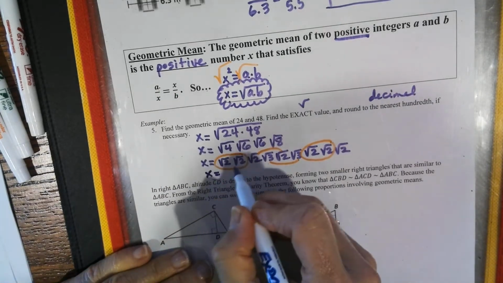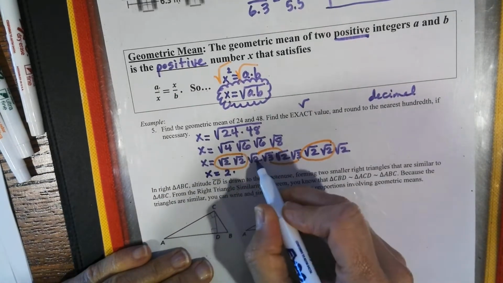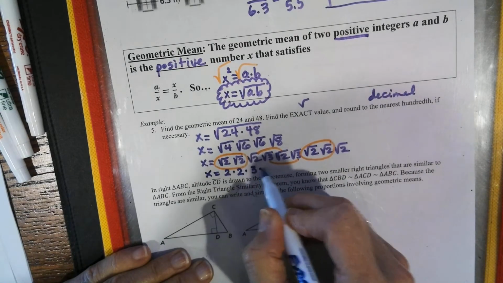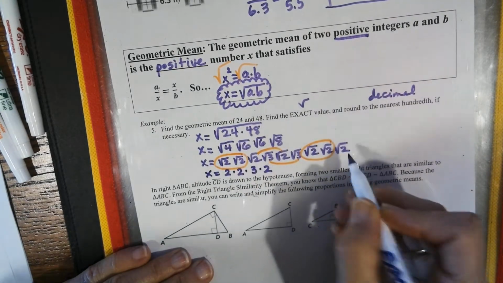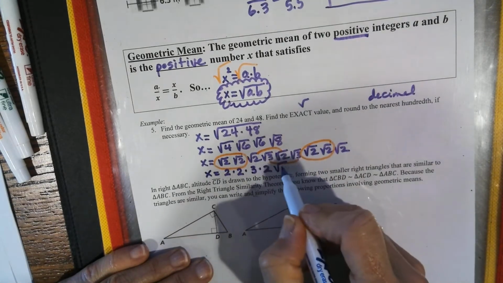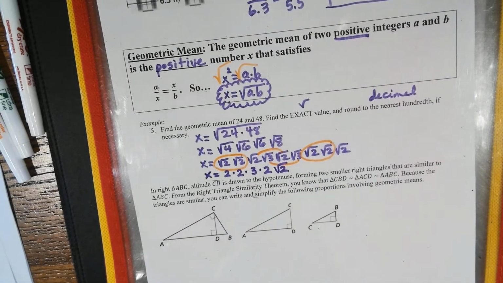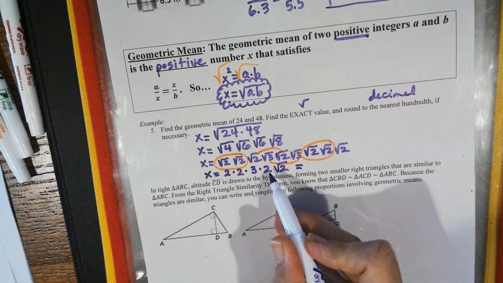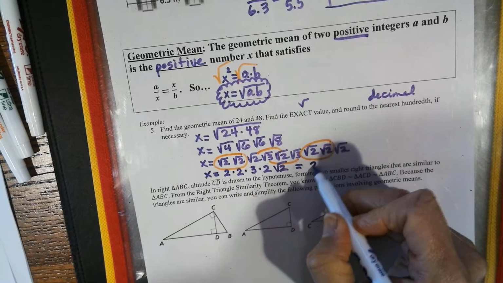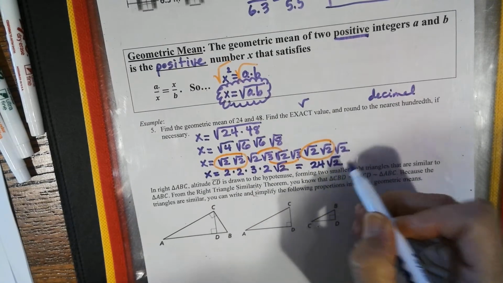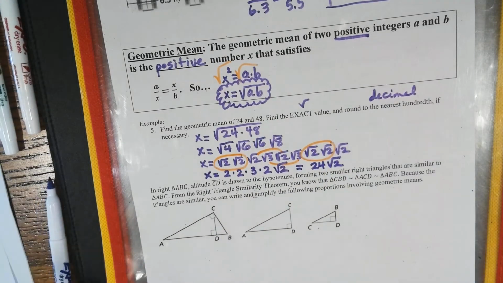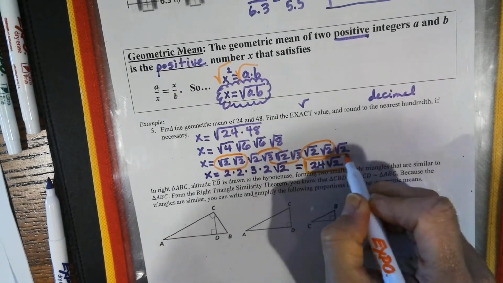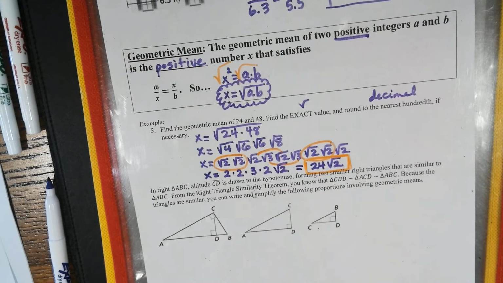So X is going to be, this one will give me a 2. That one will give me a 2. That one will give me a 3. That one will give me another 2. And this lone root 2 over here is still hanging out. So all I have to do is multiply. 2 times 2 times 2 is 8. Times 3 is 24 times the root of 2. So that is exactly what the geometric mean is.